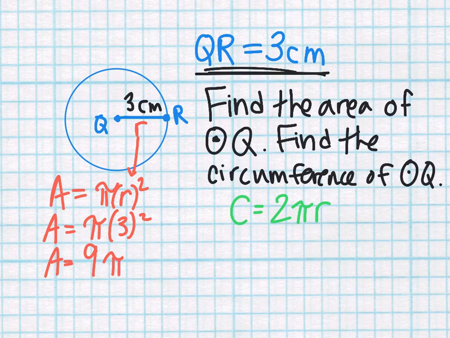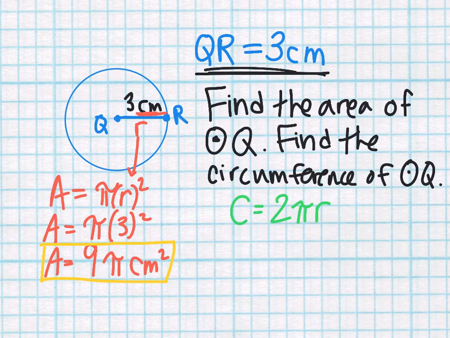And then I want to make sure I put units on this. My units are centimeters, and this one I squared the centimeters, so centimeters squared. Your area will always have square units. If you don't have square units, then you did something wrong.